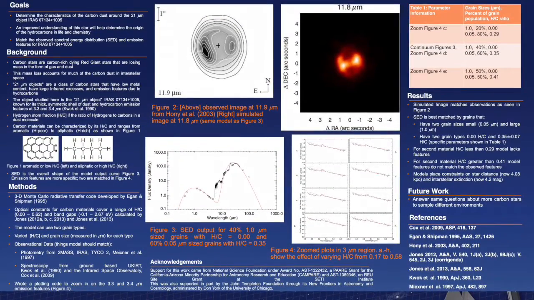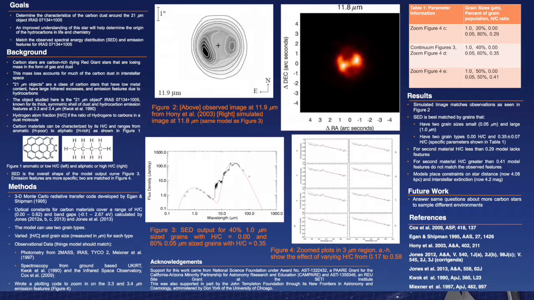The goals are the same as before. The background is similar too, but is worth reviewing. A carbon star is a dying red giant with plenty of carbon materials from its core. As it dies, it loses most of its mass, throwing carbon dust into space. Most of the carbon dust in space comes from stars like this.